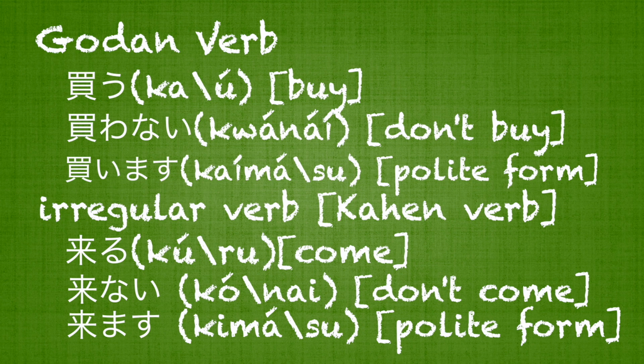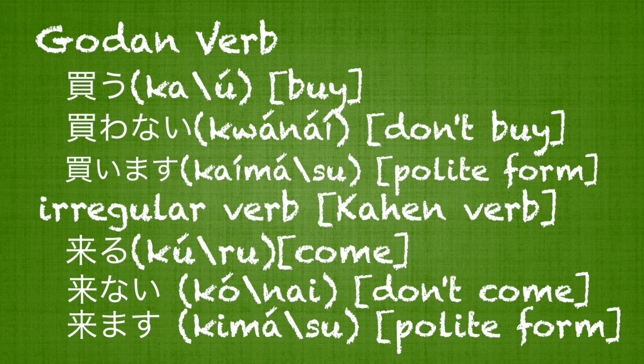For example, kau means to buy in Japanese. This verb is classified under the Godan verb group. It is the dictionary form of the verb. In this case, the u sound is used in the dictionary form.